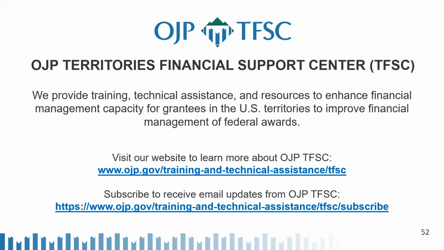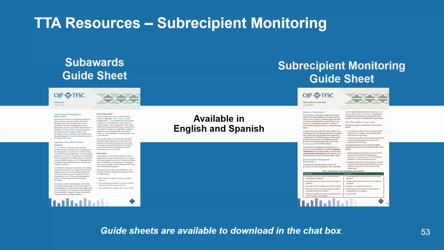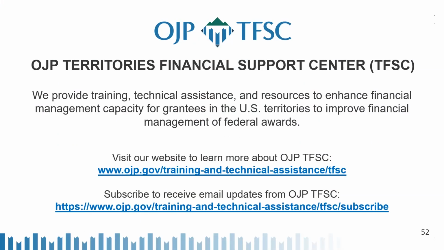OJP TFSC provides training, technical assistance, and resources to help financial management capacity for grantees in the U.S. territories to improve financial management of federal awards. And I'll share in the chat these links you're seeing on your screen for easy access. So visit our website with the link provided in the chat and subscribe to our email list with the link also provided in the chat.